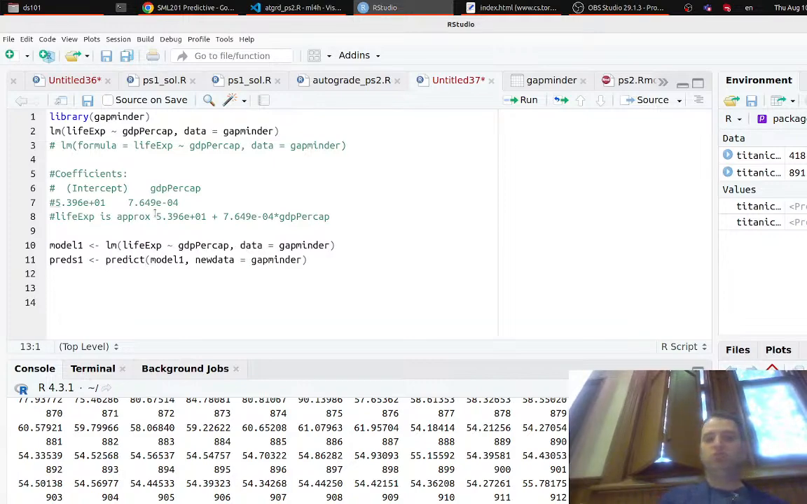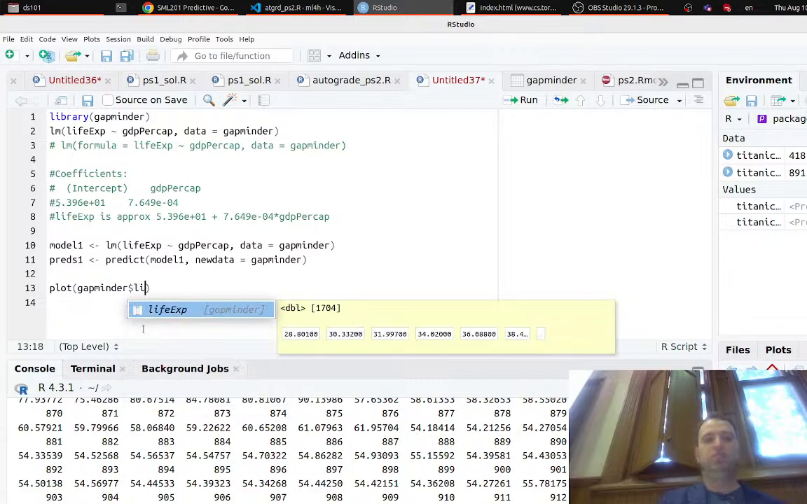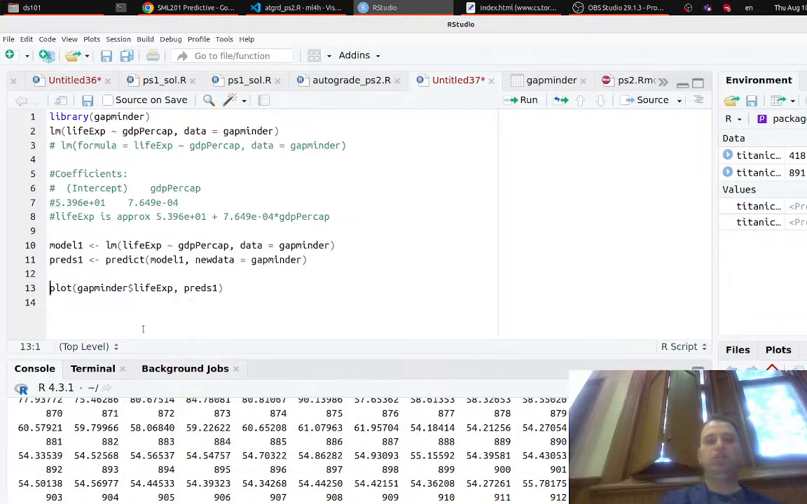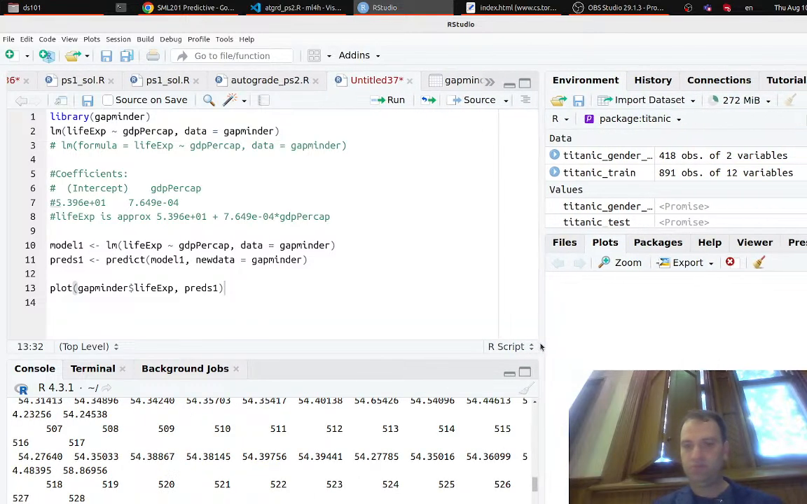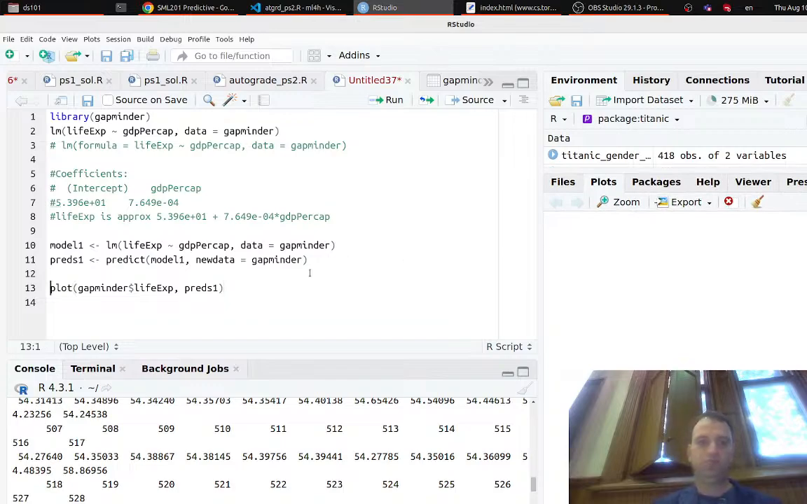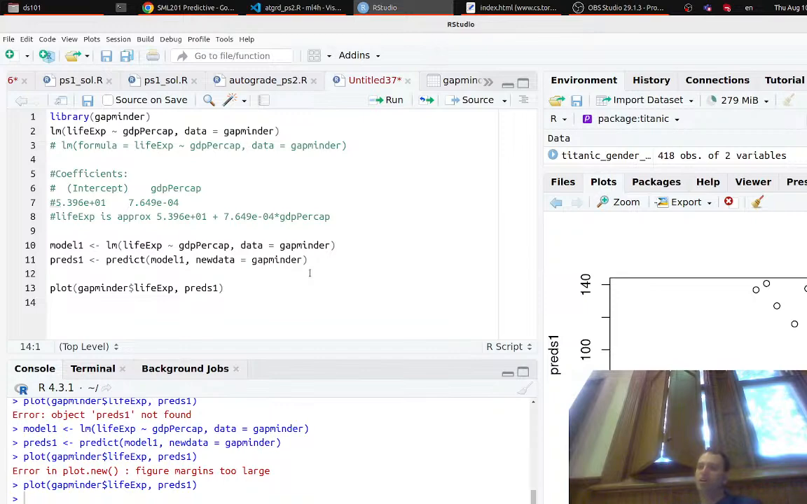And then I can compute whatever measure of how well I'm doing that I want. For example, in the first place, I'll just plot the thing. You can plot y versus x like this. So I'll say Gapminder life expectancy and preds 1. Doesn't want to do that. So I just need to do this. And this is what it looks like.